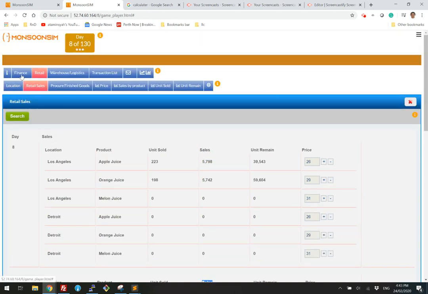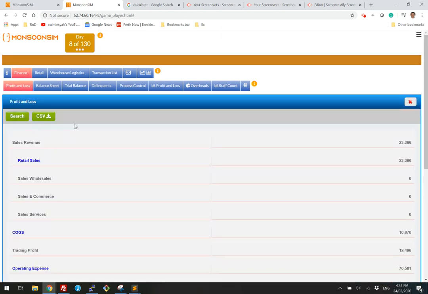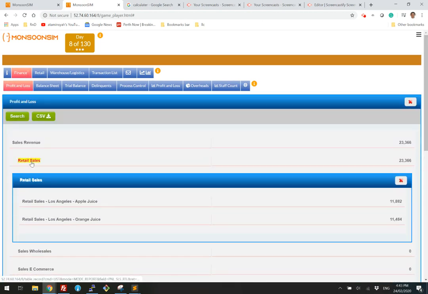And if you want to see the overall sales, we go to finance and profit and loss and click retail sales. And you can see this much apple juice was sold from day 7 overall.